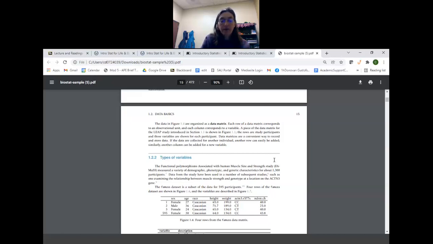7 variables. We have information on sex, age, race, height, weight, something called ACTN3.R577X, and then something called NDRM.CH. Now, it's easy to look at these variables and say, okay, I think I know what sex, age, race, and height and weight mean. It looks like height is being measured in inches. I don't know what other races apart from Caucasians were considered, and I have no idea what those last 2 variables are because this is outside of my area of expertise.